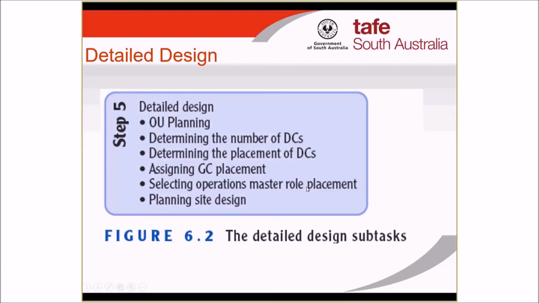In your designing, you need to work out how you're going to plan your organizational units. Usually organizational units follow the company structure. For example, TAFE-SA might be the domain, but under TAFE-SA you might have the different sites, or you could have the different departments, IT studies, hair and beauty, etc. Determine the number of domain controllers, where you're going to place the domain controllers, where you're going to place the global catalog, select the operations master placement, and then plan the site design.